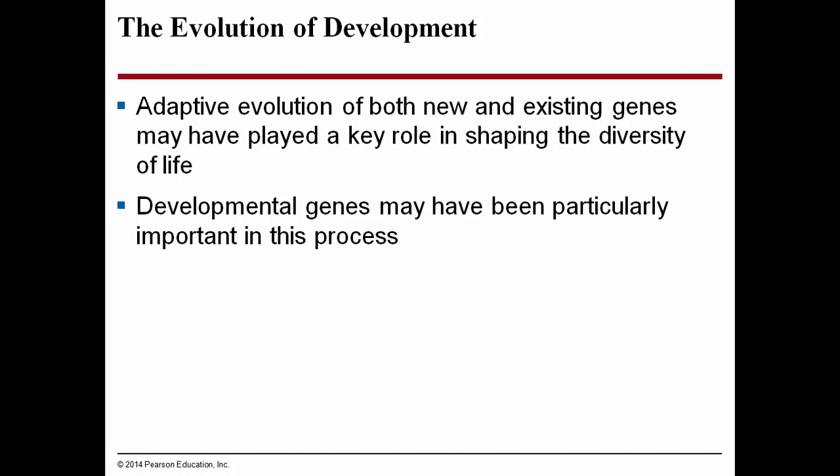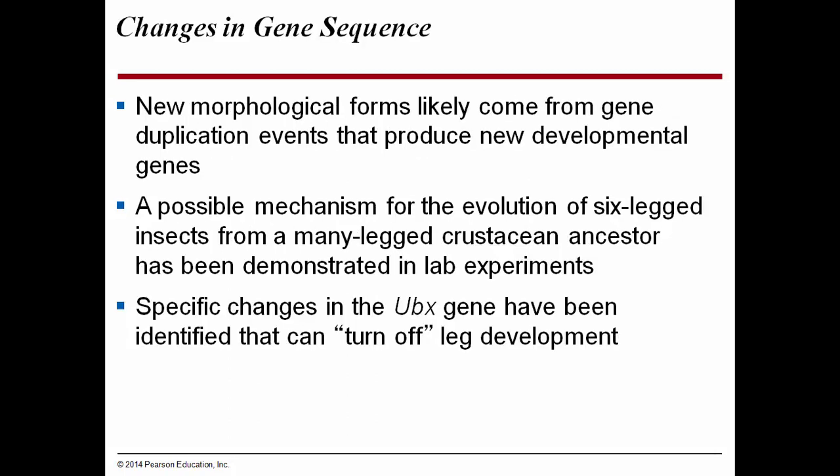The evolution of development. Adaptive evolution of both new and existing genes may have played a key role in shaping the diversity of life. Developmental genes may have been particularly important in this process. New morphological forms likely come from gene duplication events that produce new developmental genes. A possible mechanism for the evolution of six-legged insects from a many-legged crustacean ancestor has been demonstrated in lab experiments. Specific changes in the UBX gene have been identified that can turn off leg development.